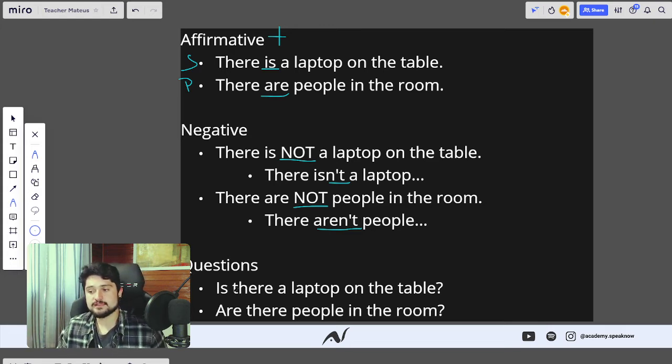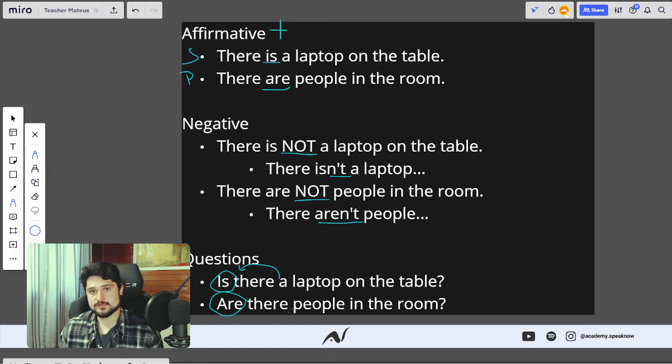And finally, in the questions, we would say, is there a laptop on the table? We invert the verb to be. Is there a laptop on the table? Are there people in the room? Instead of saying there is, which is affirmative, we say is there. Instead of saying there are, which is the affirmative in plural, we say are there. So this is how we create questions, negative and affirmative sentences with there plus be.